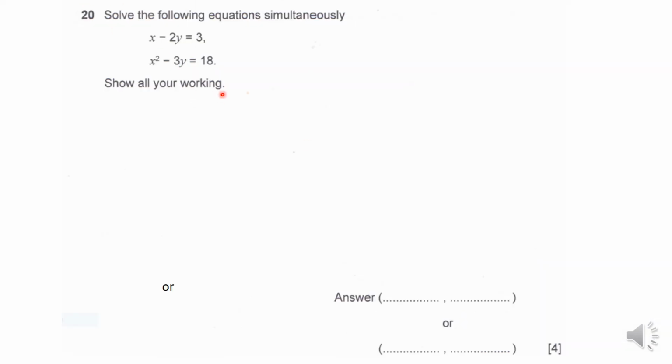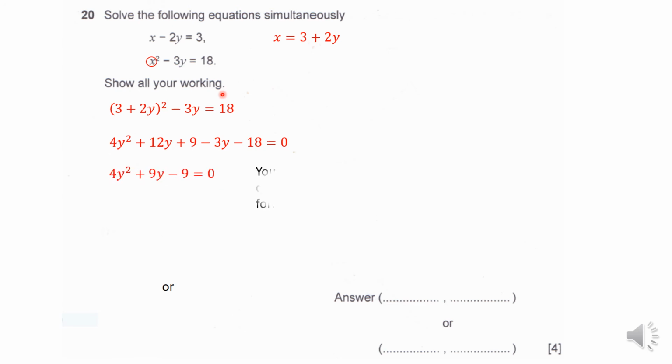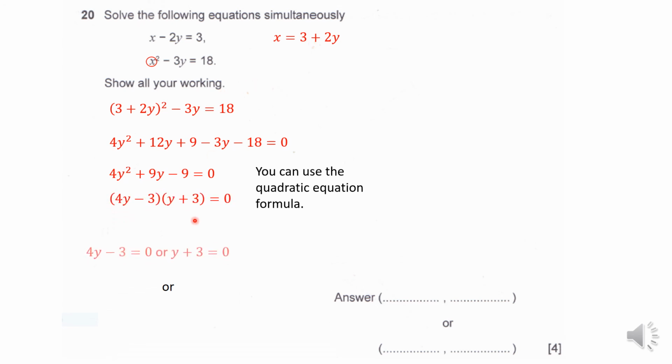So here you have to solve some simultaneous equations. First of all, for the first one, I make x the subject of the formula, which is x equals 3 plus 2y, and then I substitute that everywhere I have an x in the second equation. Once I do that, I'm going to end up with 4y squared plus 9y minus 9. You can use the formula to find these values, but simply I factorize: 4y minus 3, y plus 3 equals 0. Then y equals 3/4, or y equals nothing else but -3.